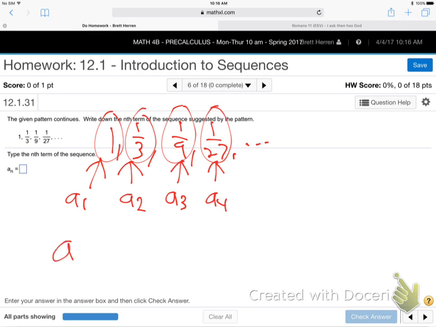Like A sub n equals n plus 1 over n cubed. Or some kind of formula. That's not it at all. But some kind of n formula that, when you plug in a 1, will make it 1. When you plug in a 2, will make it 1/3. When you plug in a 3, it'll make it 1/9. When you plug in a 4, it'll make it 1/27. Can you come up with some kind of formula that will do that? So we're working backwards. These are hard. These are tricky. Let me give you a second.